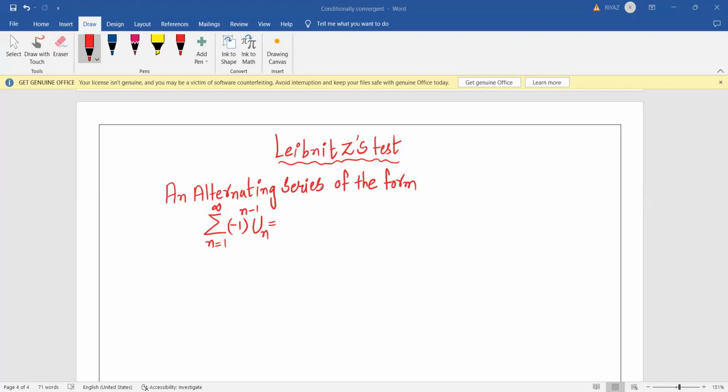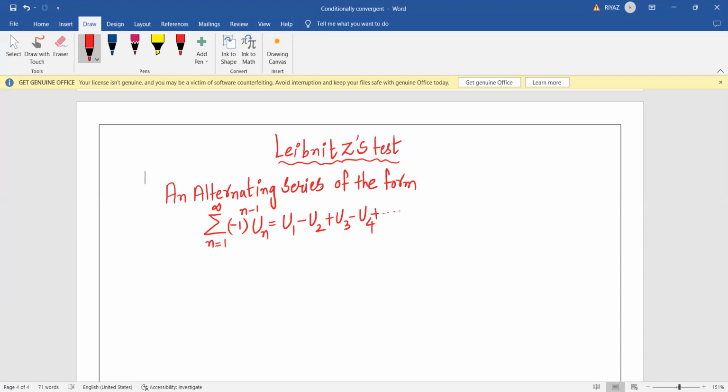An alternating series of the form summation n equals 1 to infinity, minus 1 whole power n minus 1. How will the alternating series be? The first term will be positive, the second term will be negative, again the third term will be positive, and the next term will be negative, and it continues, plus and so on. So any series of this format is said to be an alternating series.